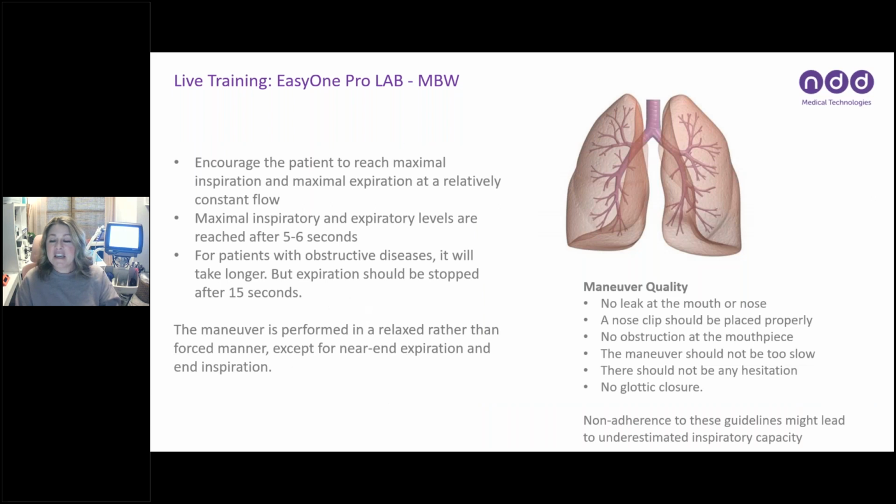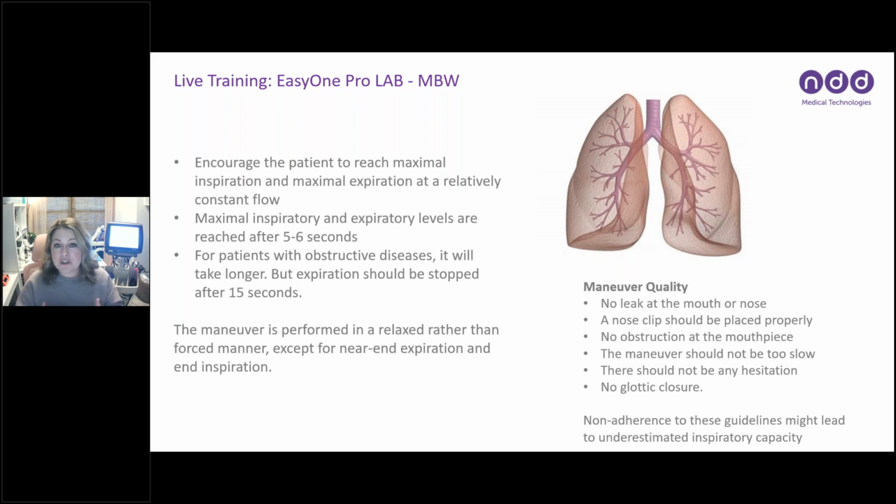All right. Some tips and tricks on SVC before we do a quick demonstration of that test: we want to make sure that we are encouraging our patient to reach their maximal inspiration and maximal expiration at a really consistent or constant flow. Again, this is not a forced maneuver like traditional spirometry, our FVC maneuvers, but we do want to make sure that the patient is breathing at a constant pace. The maximal inspiratory and expiratory levels need to be reached between about 5 to 6 seconds.